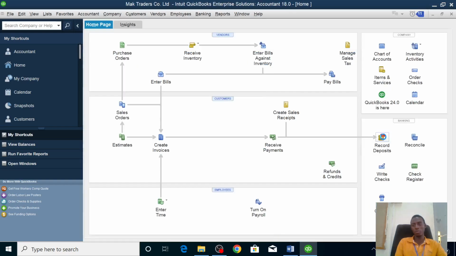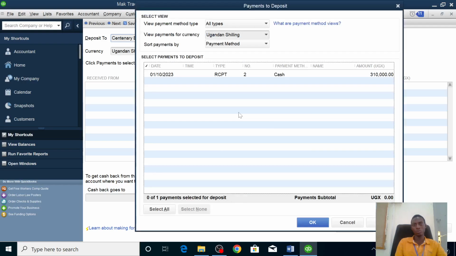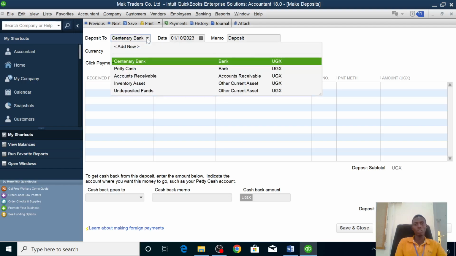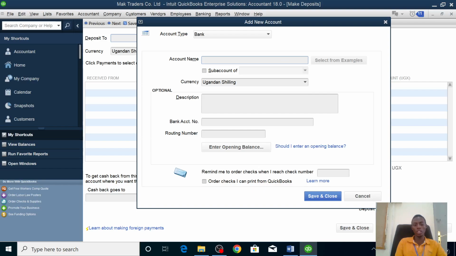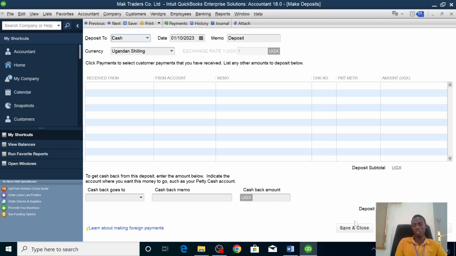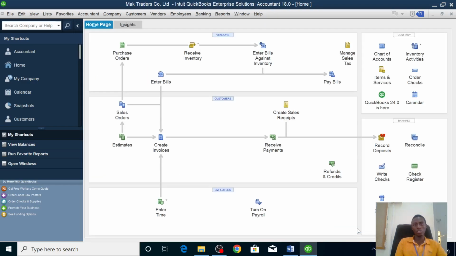Come here and receive the payment. I say okay. Since it's cash payment, I don't have to deposit it to Centenary Bank, but I have to open cash account. Save and close. I say okay. Then I deposit my cash to cash as I save and close.